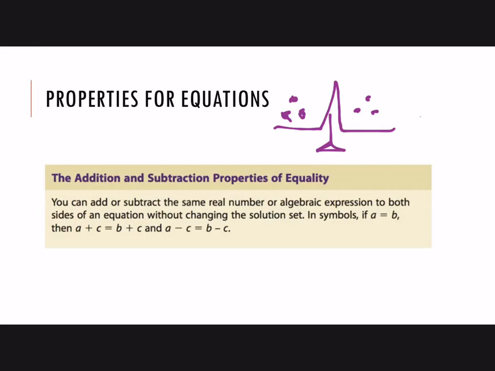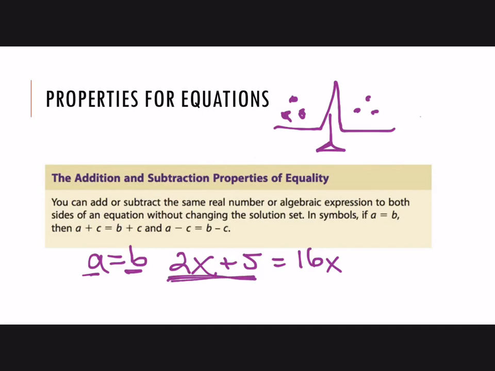So in symbols, if we know that A equals B, that's my equation, and I can fill this in with anything, so it might be something like 2x plus 5 equals 16x. Well then all of this is my A, and here's my B. And then this rule says that I can add something, doesn't matter what, the same thing to both sides, or I can subtract something from both sides.